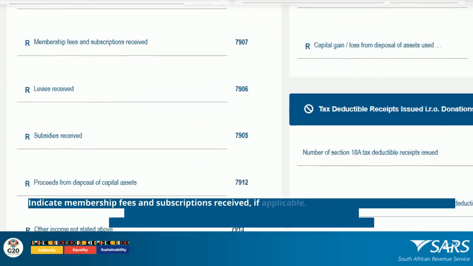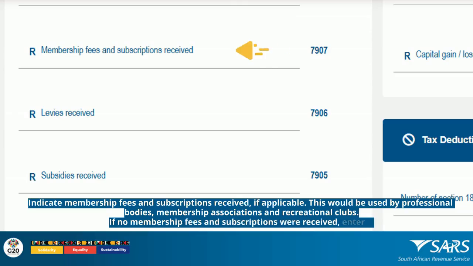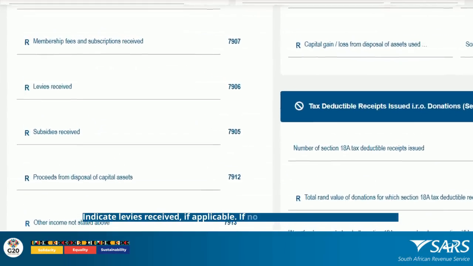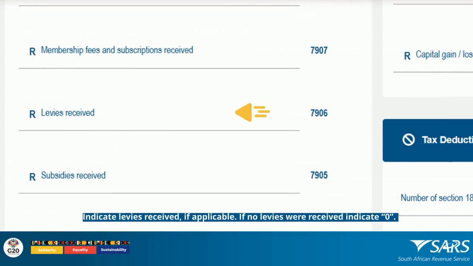Indicate membership fees and subscriptions received if applicable. This would be used by professional bodies, membership associations, and recreational clubs. If no membership fees and subscriptions were received, enter 0. Indicate levies received, if applicable. If no levies were received, indicate 0.